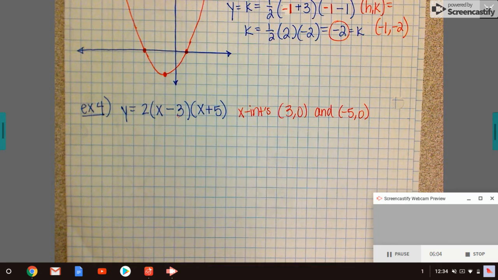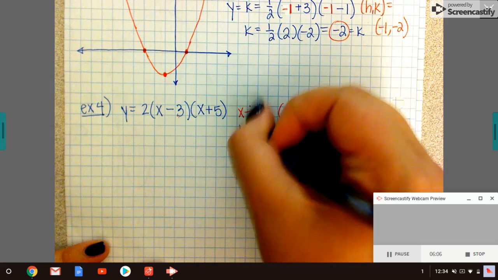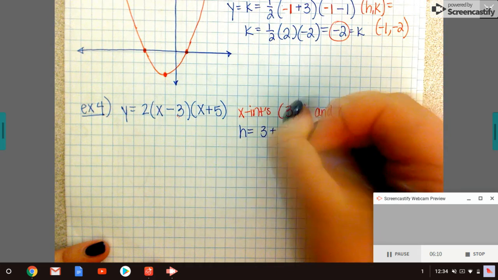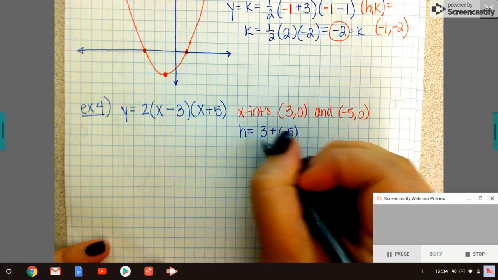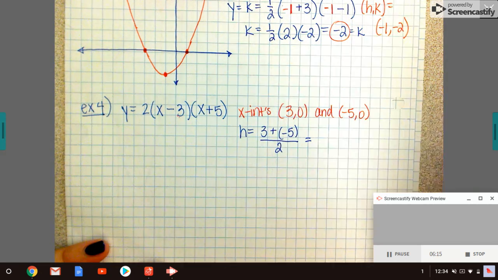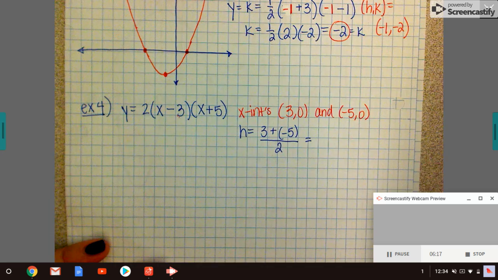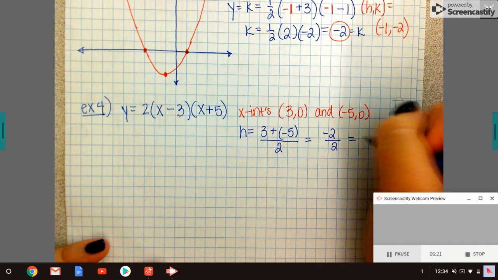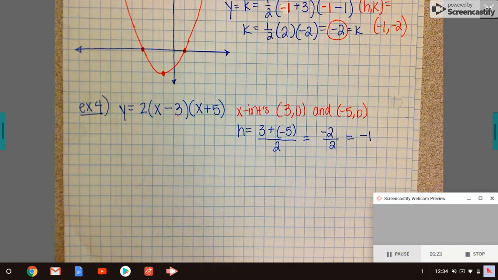All right, let's find our h as well. H is equal to p plus q over 2, so 3 plus negative 5 over 2. 3 plus negative 5 is negative 2 over 2 is negative 1. I got a negative 1 again. That's weird. Didn't mean to do it again.